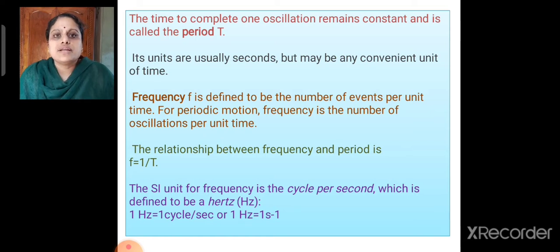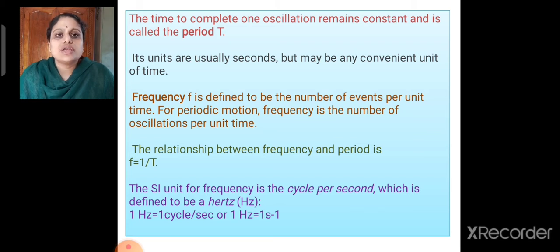Now let us define a few terms which are related to oscillatory motion. The time taken to complete one oscillation or one vibration can be called the time period T. The unit of time period is seconds.